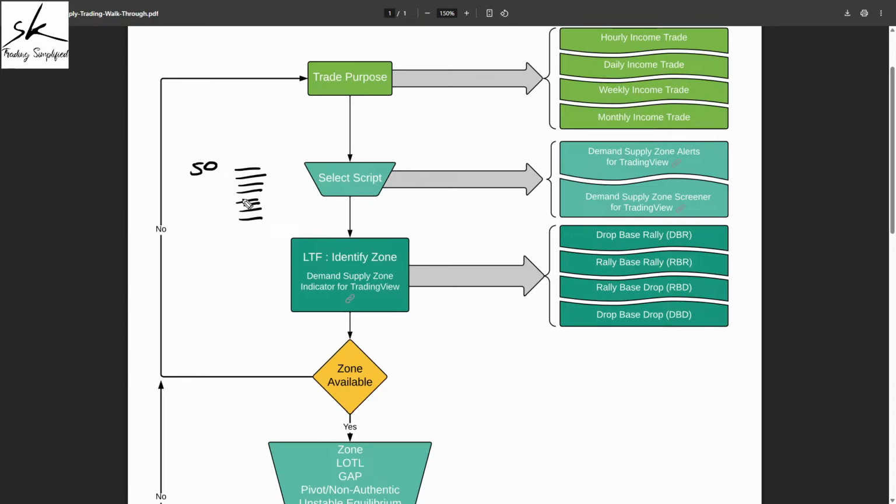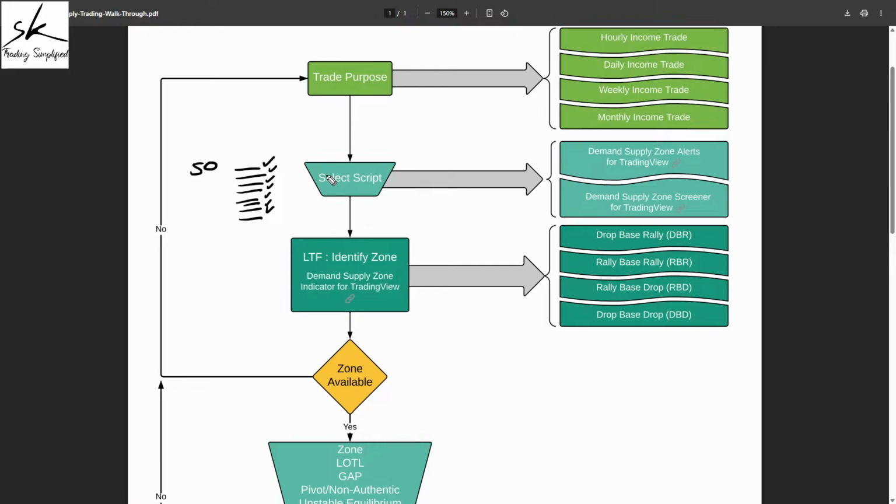So the choice is yours how you want to get that small list. But once you have that small list, we are ready for the next step. What we need to do now is analyze them one by one. Out of this, whatever matches with your trade plan might be a trading opportunity. Whatever doesn't match with your trade plan, you simply skip it.